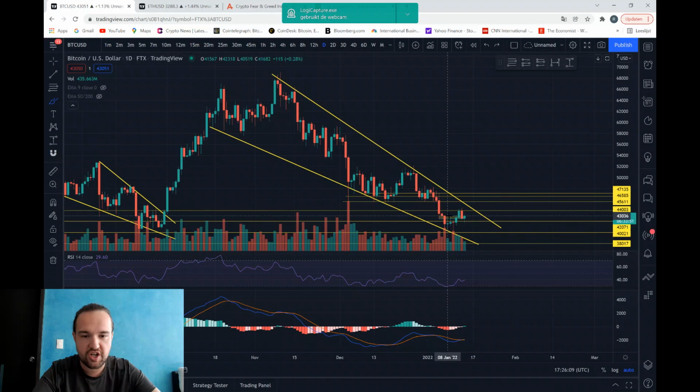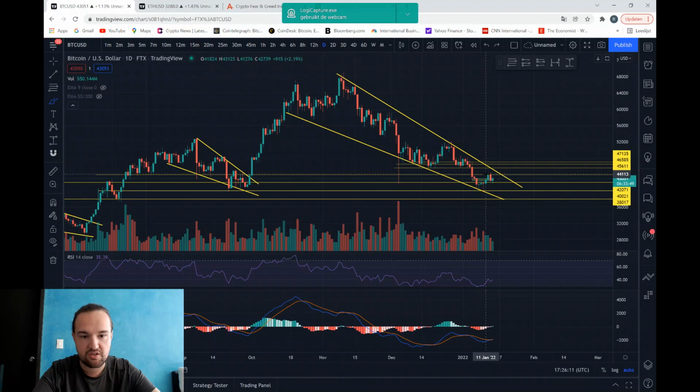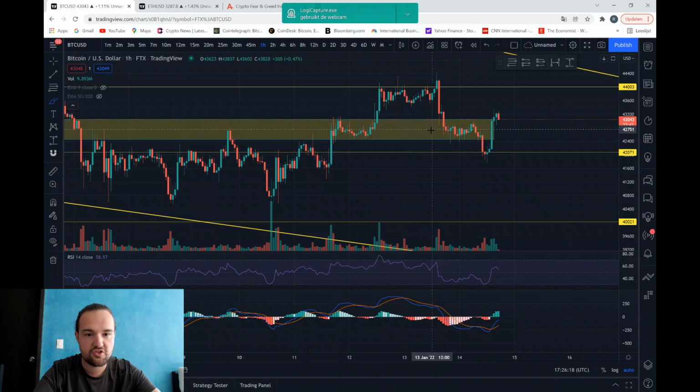We have been rejected from this level. I drew this already a long time ago. That was the 44k level. Then we dropped down. If I zoom in a little bit more, because actually that's much more interesting.